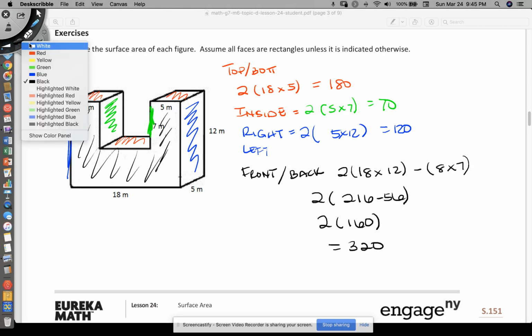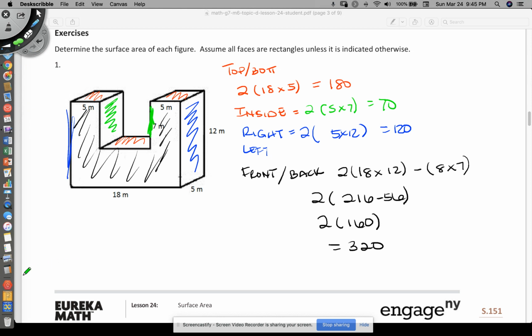320. All right, so now I have to put this all together for my grand total. Let's see, I've used all my colors. I'll use green. All right, so my grand total here, I have 180 plus 70 plus 120 plus 320 is going to give me a grand total of 690 meters squared.